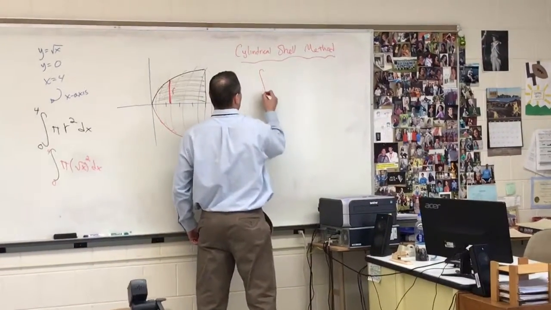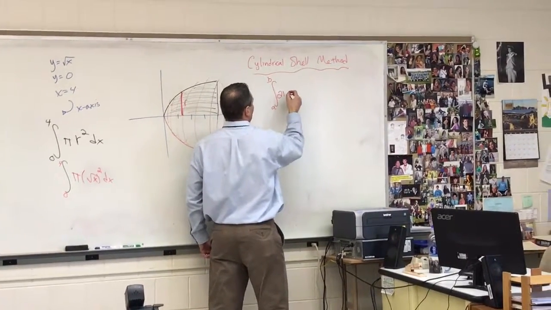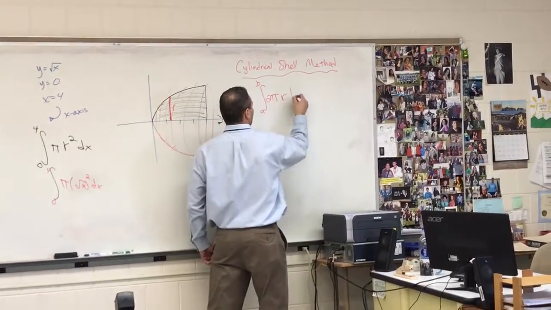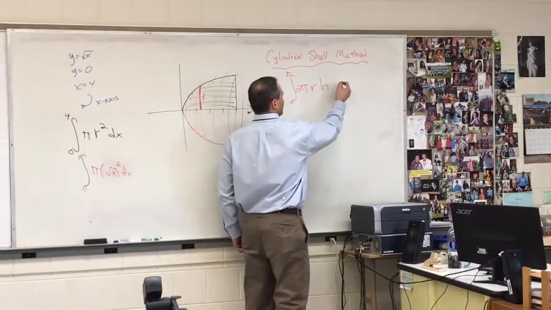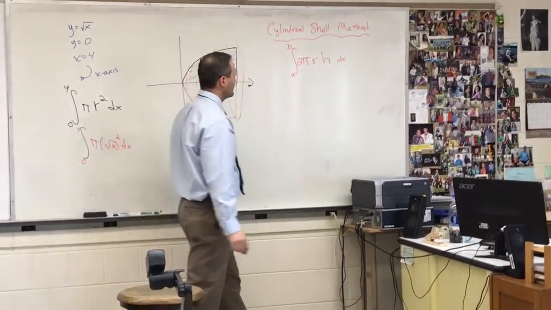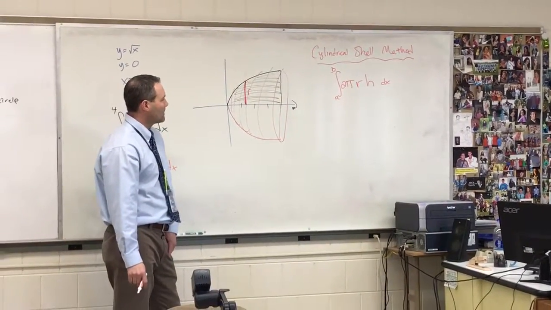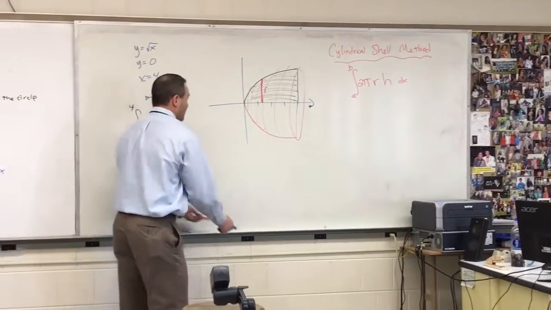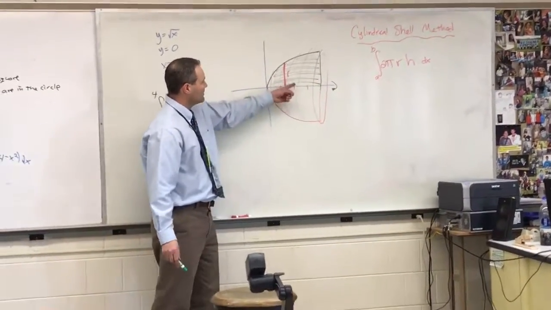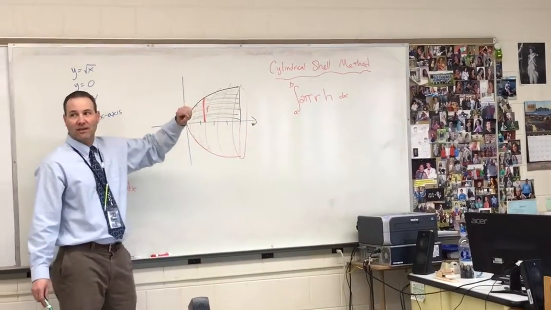So it's the integral from a to b of 2 pi r h, we'll say dx. Alright, so we're going to find the same volume here using a different method.